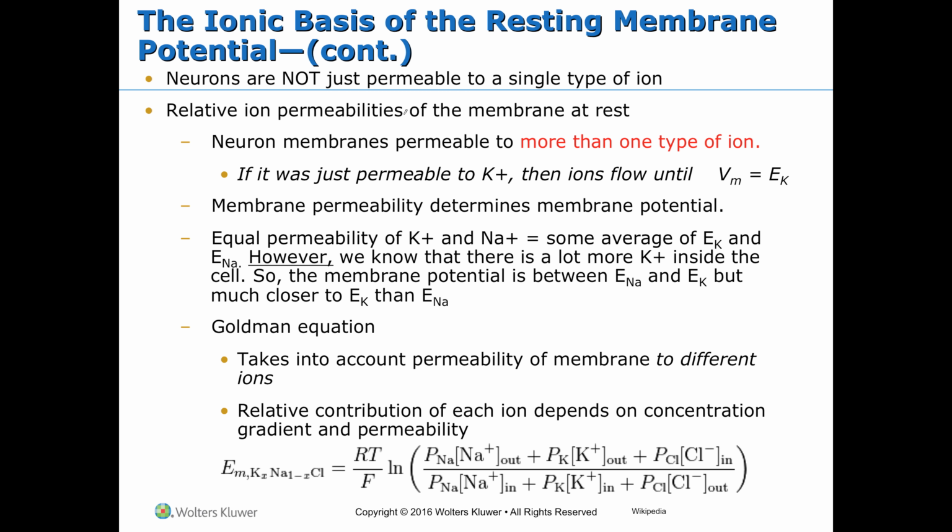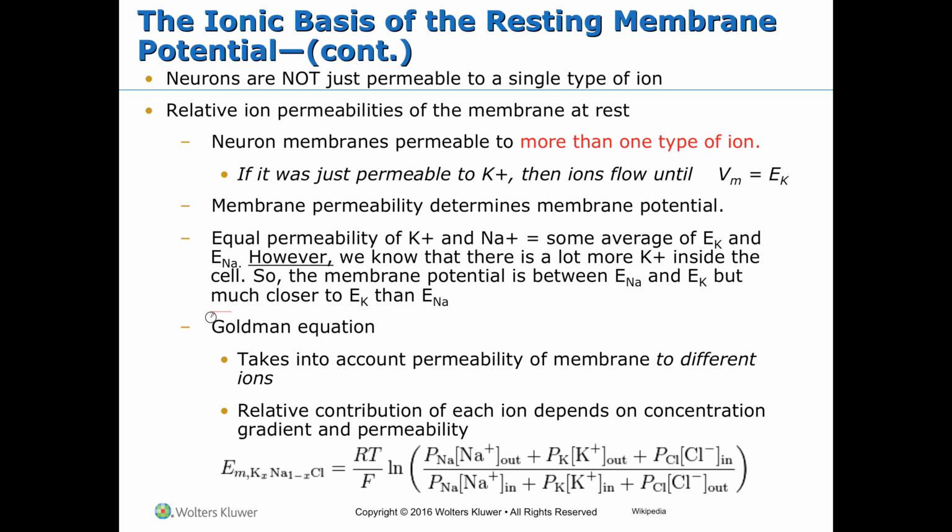The membrane permeability helps to determine the membrane potential. So equal permeability of potassium and sodium would give you some average of the equilibrium potential for potassium and sodium, right? If they were equally permeable. But we know that's not the case. So we know that there's a lot more potassium inside the cell. So the membrane potential is between sodium and potassium's equilibrium potential, but it's much closer to that of potassium.